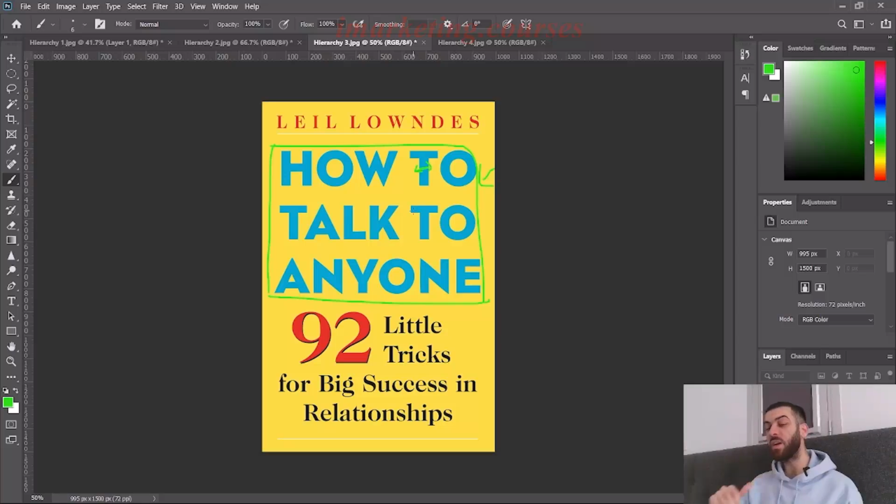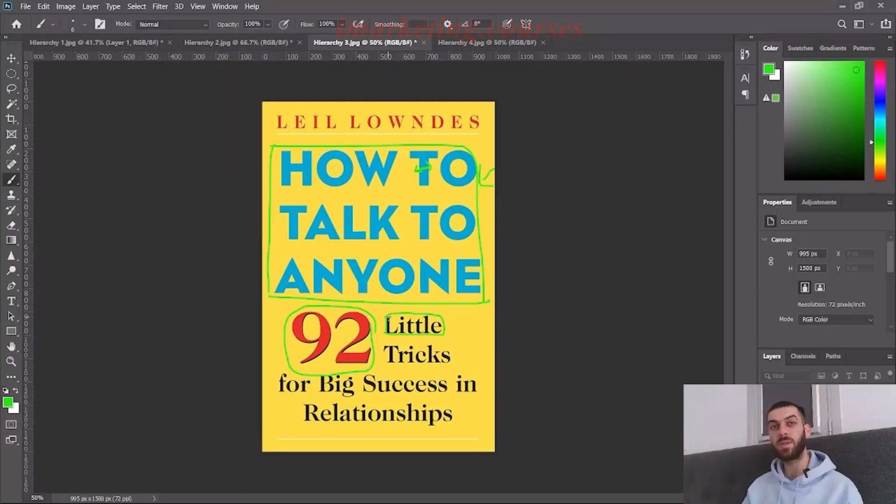Well, our eyes automatically go down, and they made sure 92 is extremely big. 92 is part of the subtitle: 92 little tricks for big success in relationships. But look at how big 92 is compared to the rest of the font in the subtitle, even though it's part of the subtitle. Why? Because 92 is the most important part.